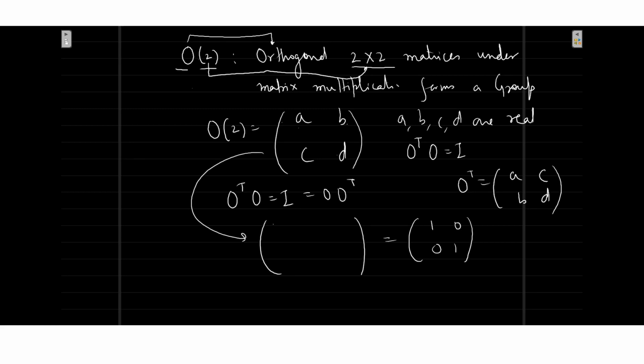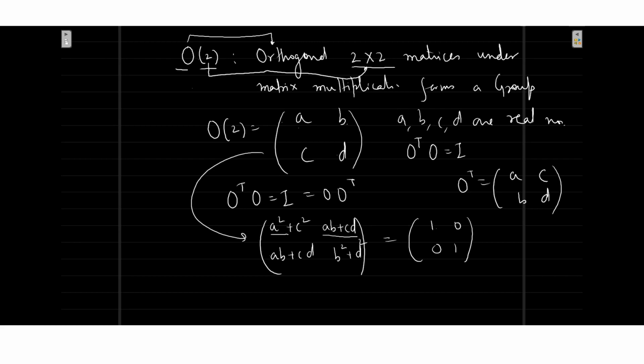So what will be the first term? A square plus C square is equal to 1. Yeah, that is coming out. Okay. AB plus CD is equal to 0. So that will come out from there. And then here, BA plus DC, so AB plus CD, basically A, B, C, D are all real numbers. And B square plus D square. You could have done it as O times O transpose, and you would have got AC plus BD as well in these places, but it is fine.